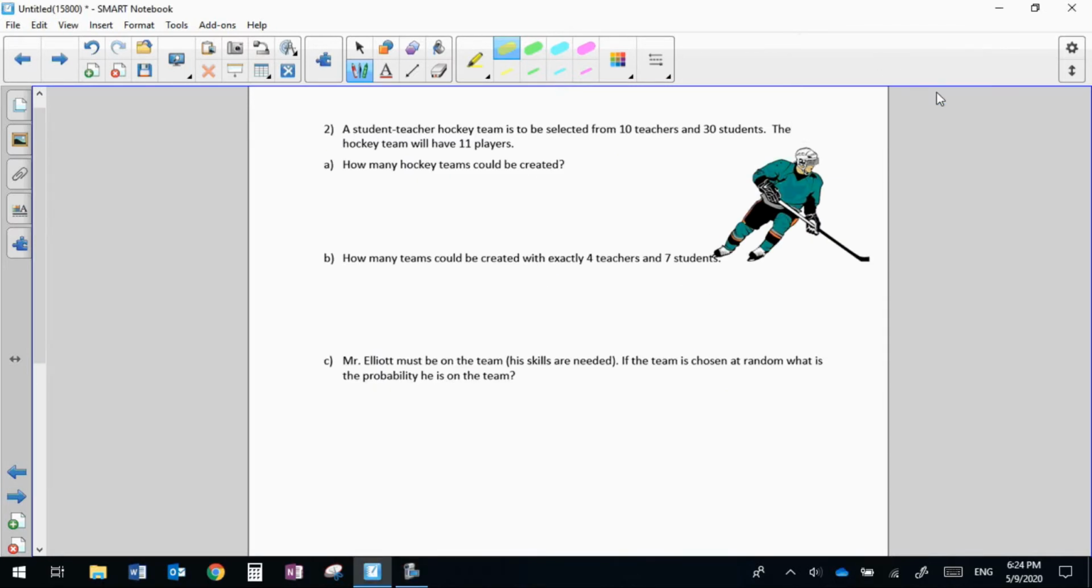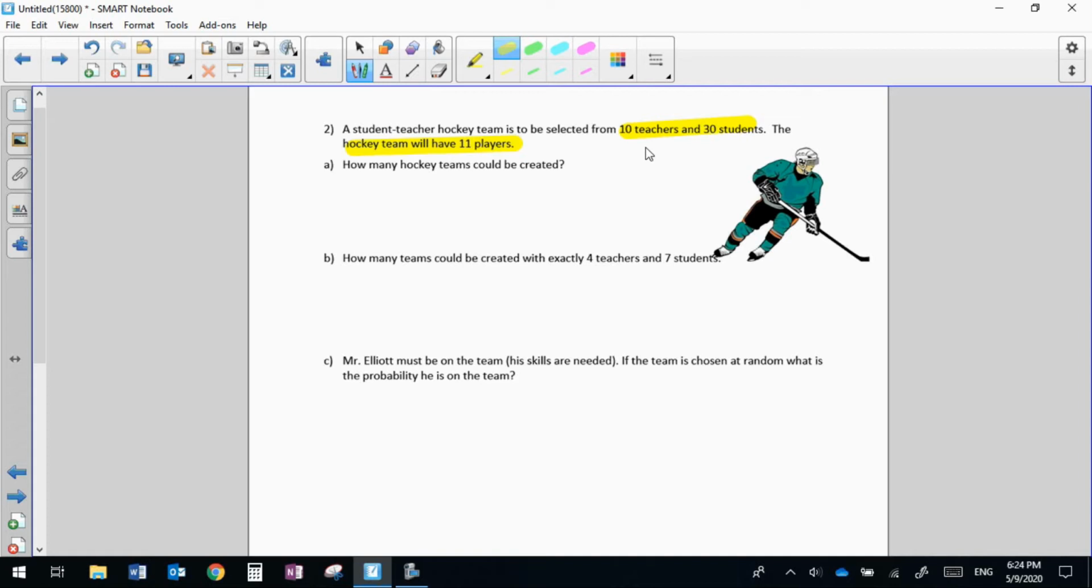So here we have a student-teacher hockey team selected from 10 teachers and 30 students, and the team will have 11 players, maybe 2 lineups and a goalie. I don't know. How many possible teams could be created? So we're not going to use positions in this case. We're just going to talk about a hockey team, and they all just go out and play whatever position they want.